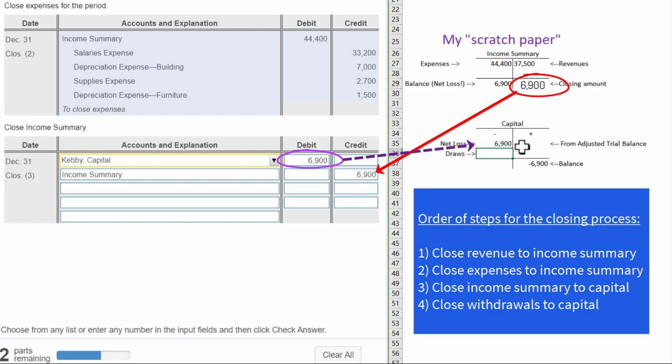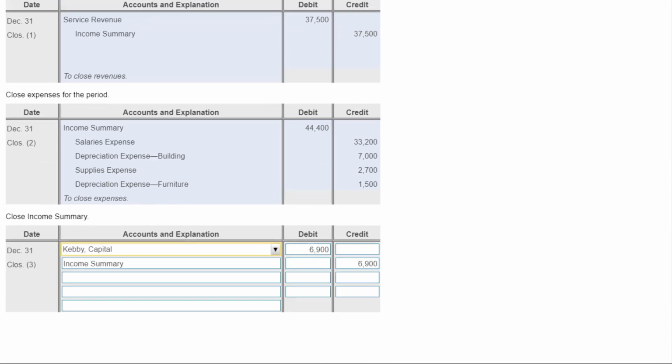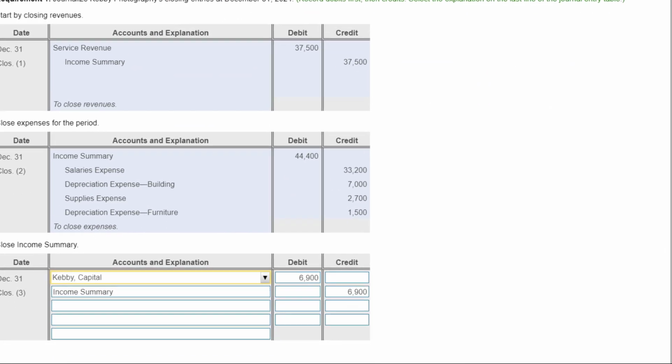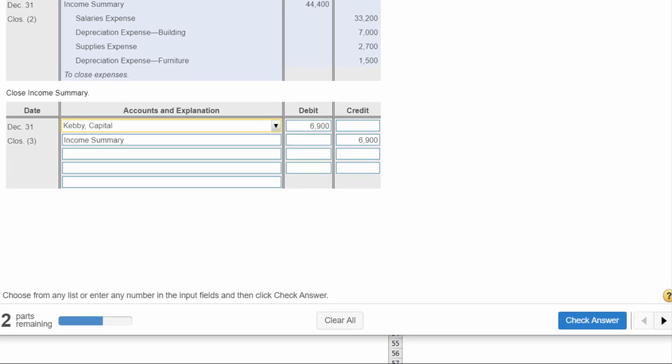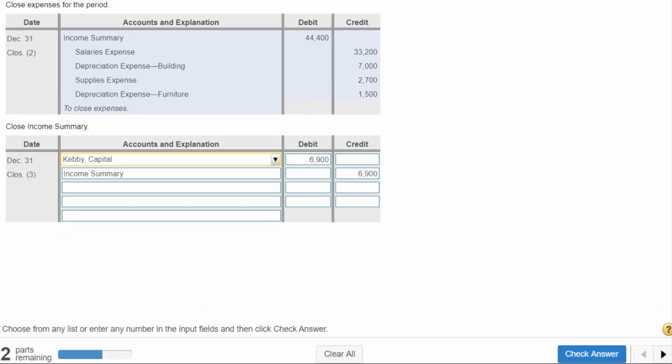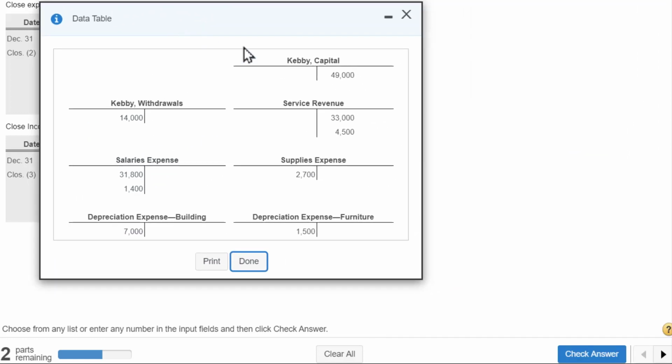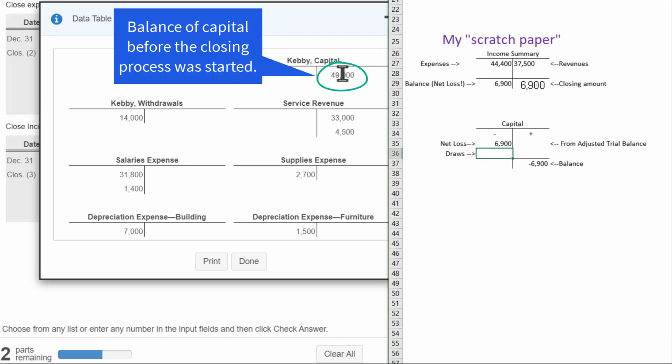And eventually at the end of the problem, we need to calculate the capital, because remember up here in requirement 2 it says calculate the capital amount. So we might as well fill in our T account now. So we need to find the balance from our data table. So let me open up the data table. Here's a capital account, 49,000.